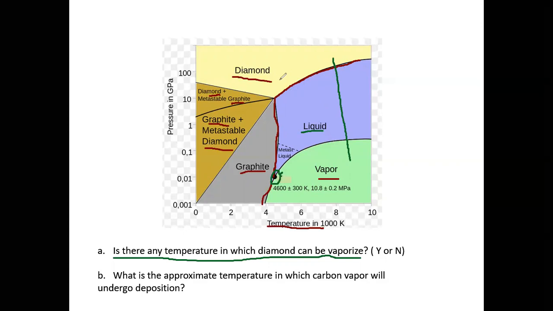So the only thing diamond can do is melt into a carbon liquid, or if you decrease the pressure enough on diamond, you can turn it into graphite at particular temperatures. But there's nowhere that diamond touches the vapor boundary, so diamond cannot be vaporized. So the answer is no. Now graphite can be vaporized.